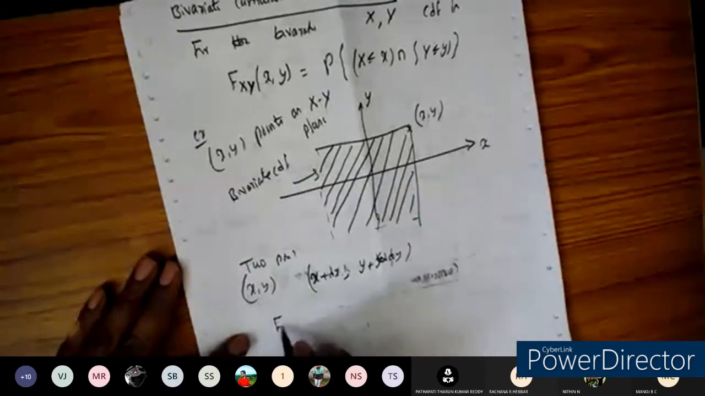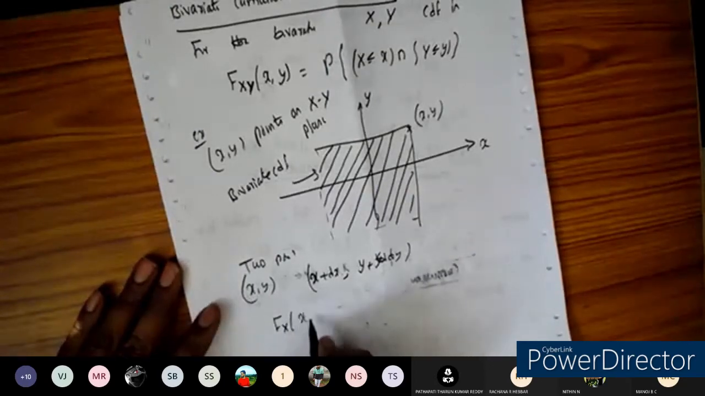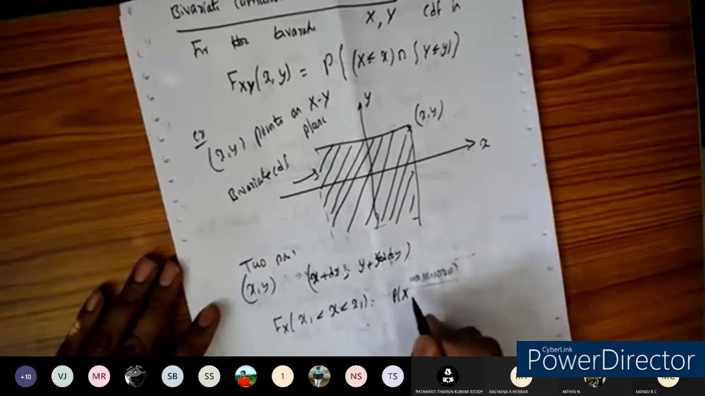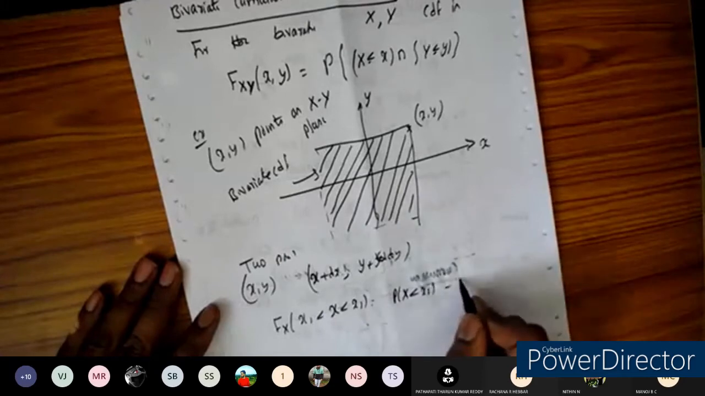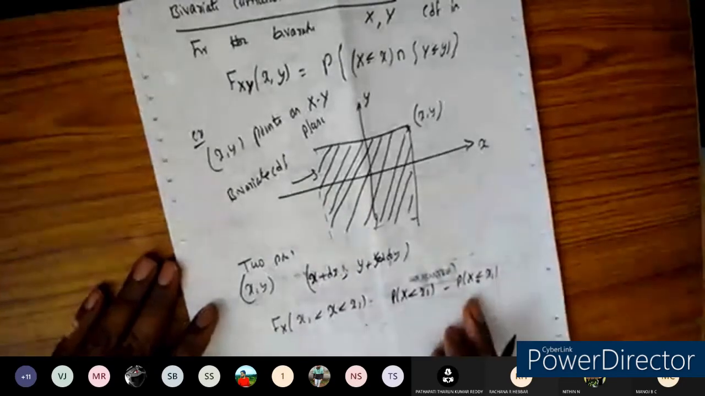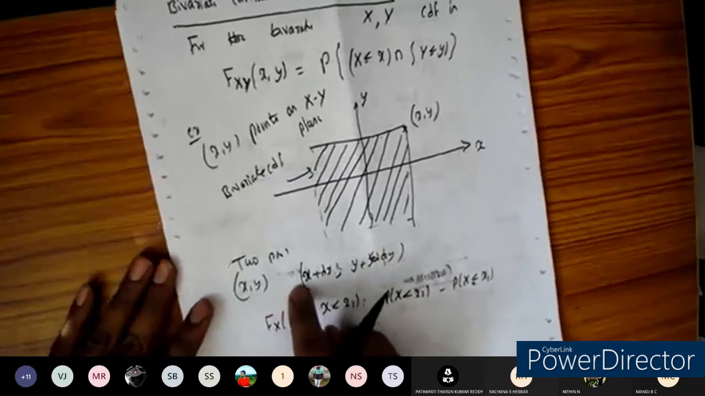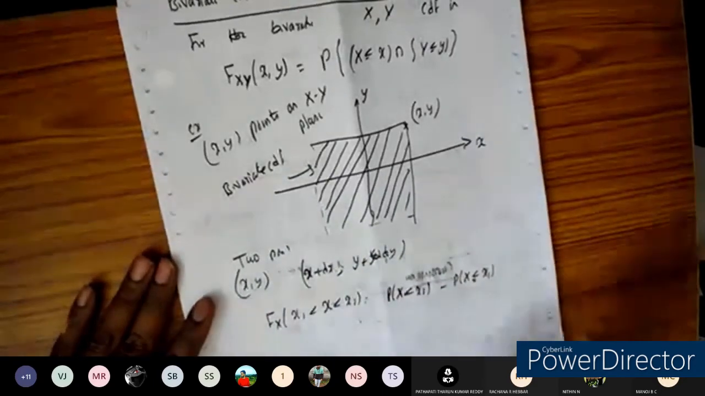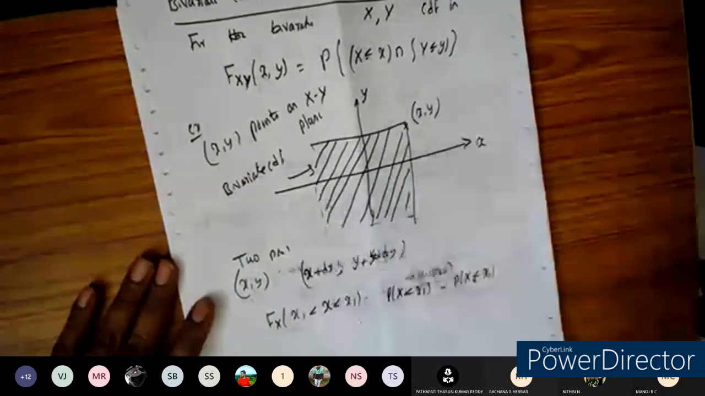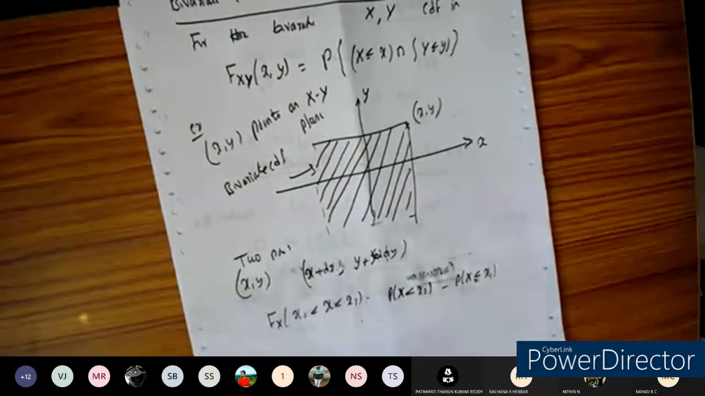One property of the CDF I'm going to recall here is that the probability that x1 is less than X is less than x2 is the probability that X is less than x2 minus the probability that X is less than x1. This was the property of the CDF. Using this, I'm going to extend this property to the bivariate random variable, in order to explain the bivariate CDF.